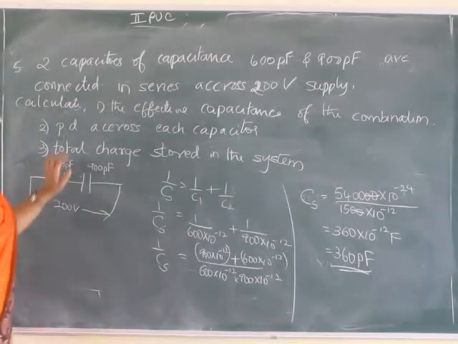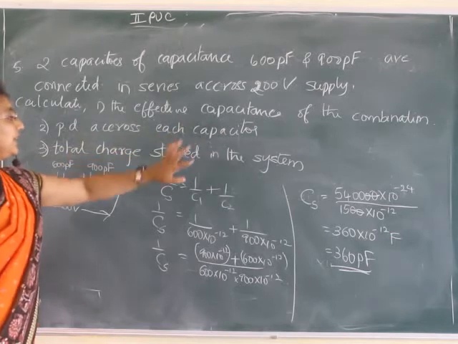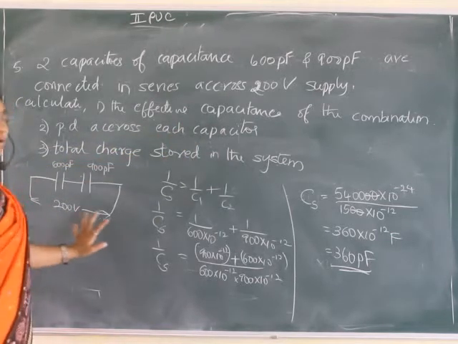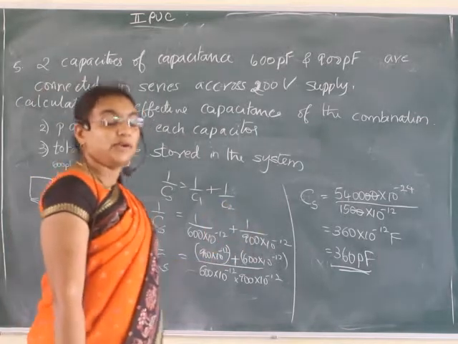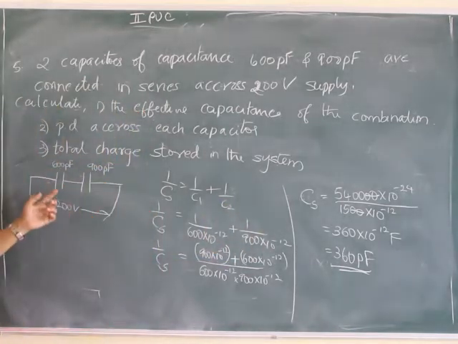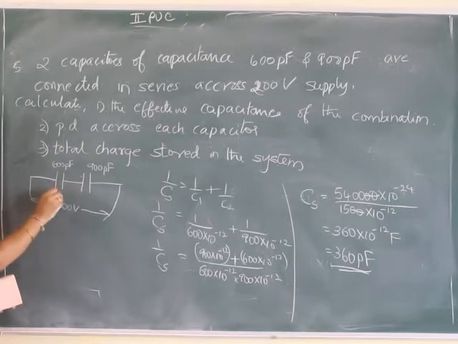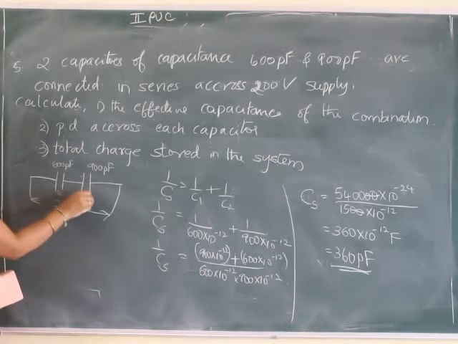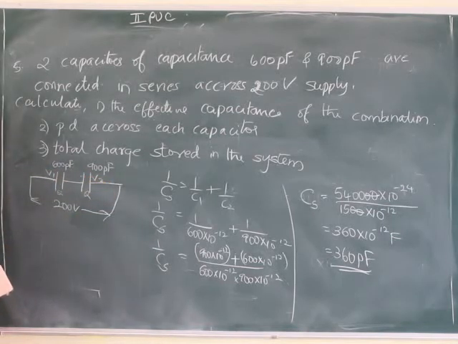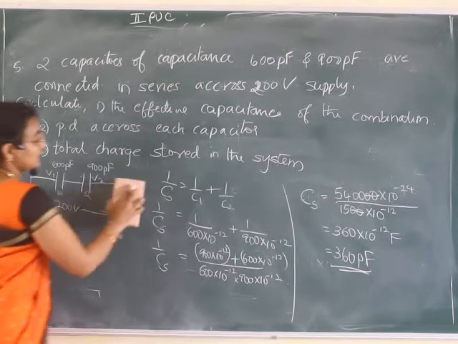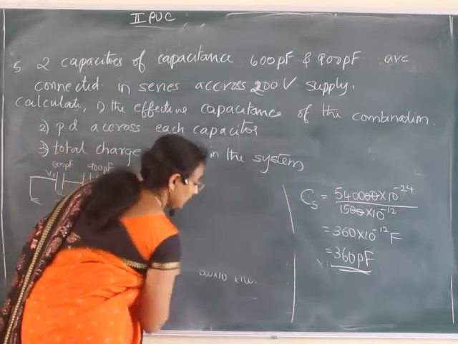Second, potential difference across each capacitor. Total it is 200. Across each capacitor you have to find out. How to calculate? Charge is the same. Charge stored across each capacitor is the same. That is Q and Q. But here the potential is V1, here the potential is V2. So how to calculate? Shall I solve it here?